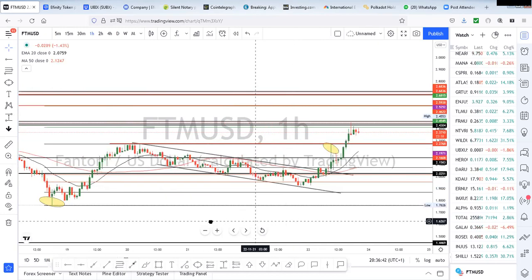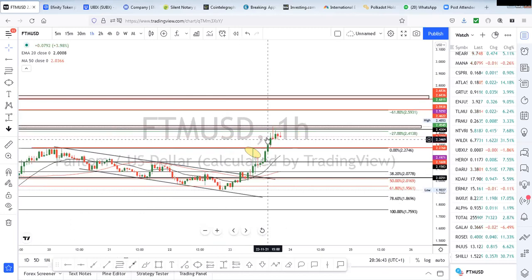So you can see a rejection. This is the first rejection. This is the second rejection. A bearish candle formed. Then the bulls try to shake the market, still forming another one.